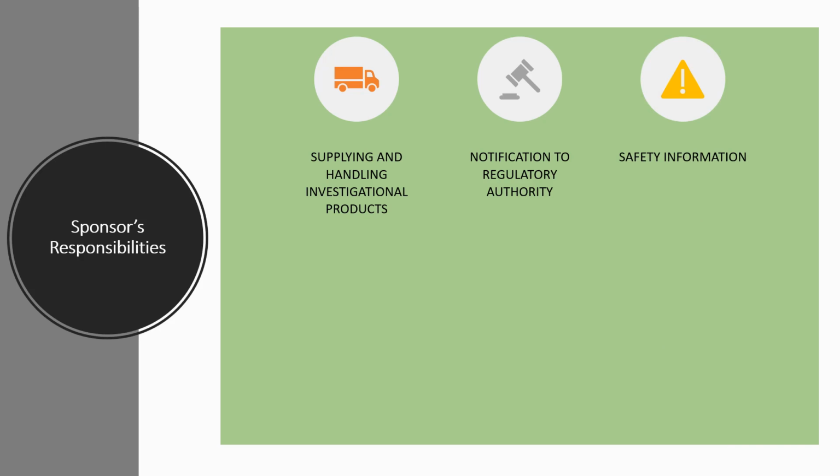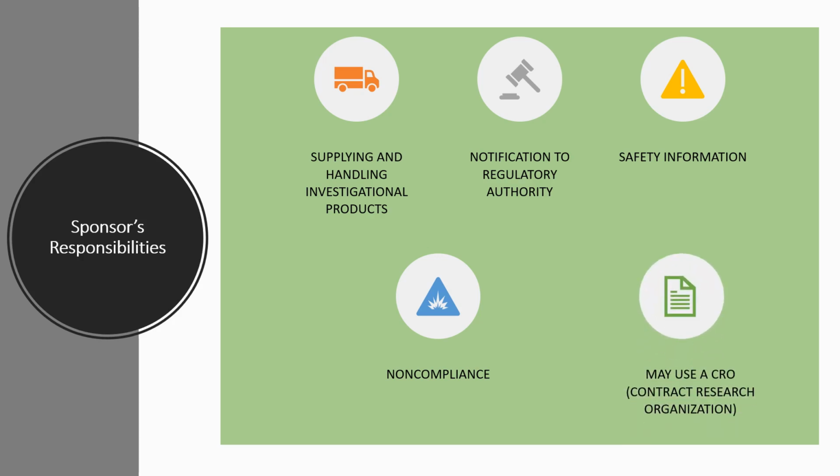Safety information. The sponsor should promptly notify all concerned authorities of findings that could affect adversely the safety of a subject or impact the conduct of the trial. Non-compliance. Non-compliance with the protocol, SOP, GCP, or applicable regulatory requirement by an investigator or institution or by member of the sponsor's staff should lead to prompt action by the sponsor to secure compliance. A sponsor may use a CRO or contract research organization for any of the above responsibilities.